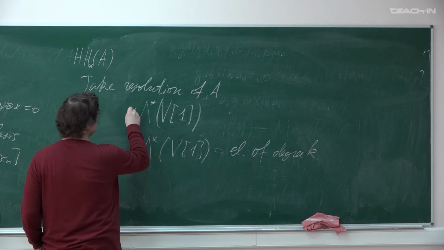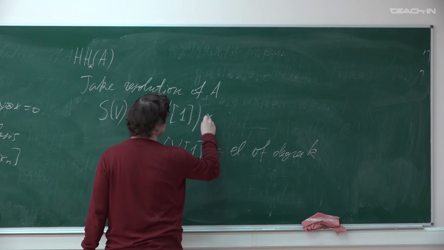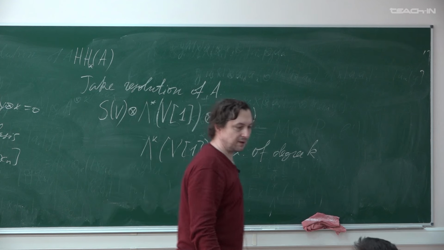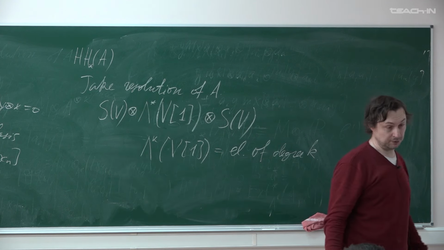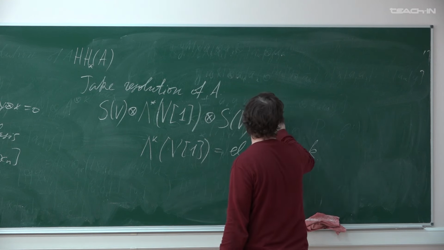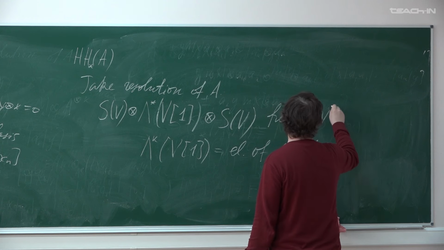Then I tensor it with SV on the left and on the right. As you see, this is again a free enveloping module, right? This is a free SV bimodule in some sense.